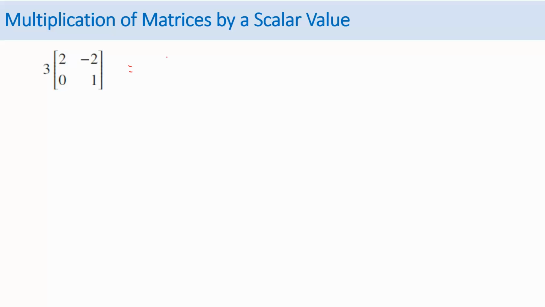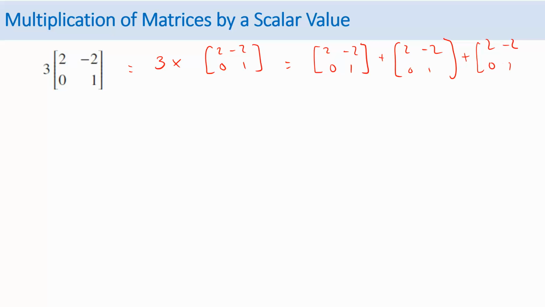3 groups means I've got 3 groups of [2, -2, 0, 1], which means the same thing as saying [2, -2, 0, 1] add [2, -2, 0, 1] add [2, -2, 0, 1]. That's what you're essentially saying. When you say you have 3 groups, like if I said I've got 3 groups of 2, you would have done 2 plus 2 plus 2. That's why 3 times 2 is 6. It's the same thing when you write 3 groups of this matrix. You've got 1 group, 2 groups, 3 groups.